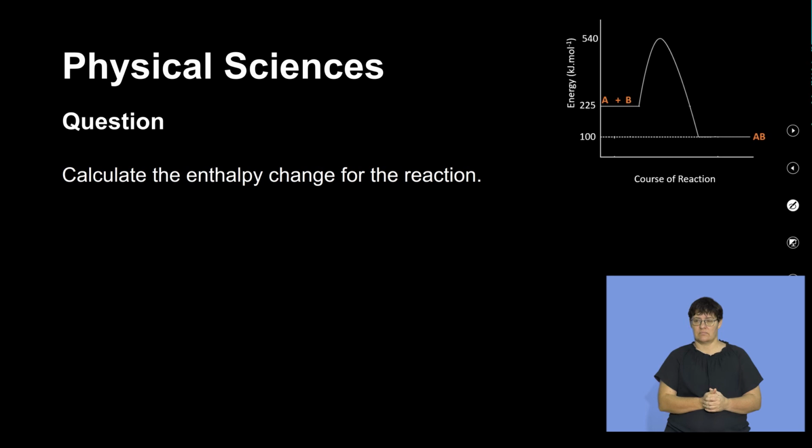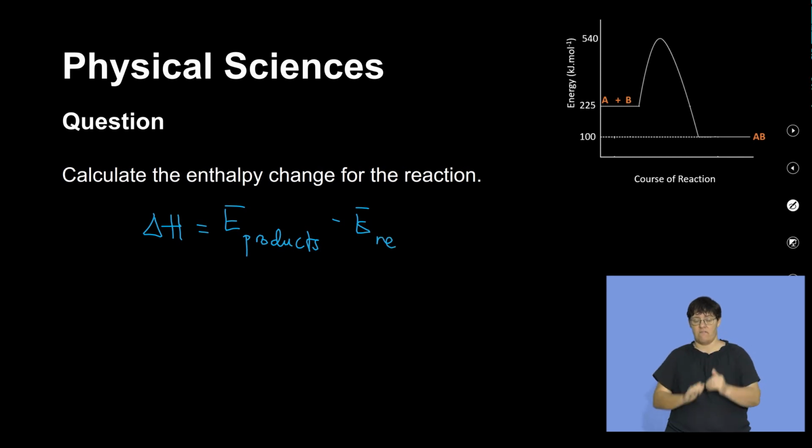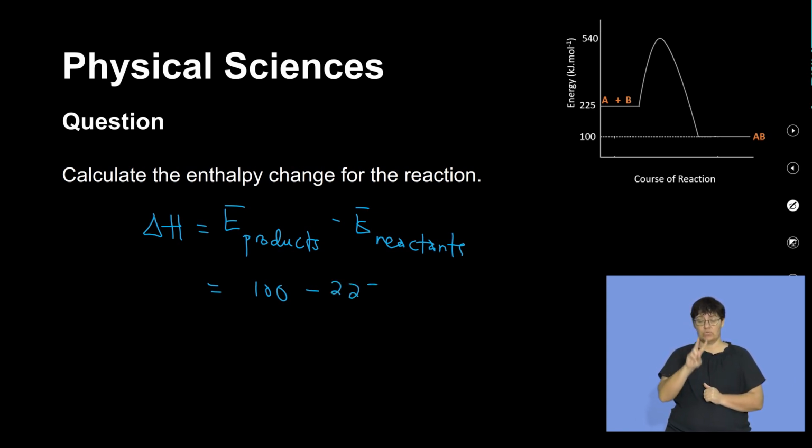Okay, and then the enthalpy change of the reaction. Enthalpy change of a reaction is energy of the product less the energy of the reactants. Okay, that's what we know. So we read it off from the graph. The products are at 100 kilojoules per mole, less the energy of the reactants, which is 225. Okay, so when we do that difference, it would give us negative 125 kilojoules per mole. Now, this is the enthalpy or the heat of reaction. So this is a negative.